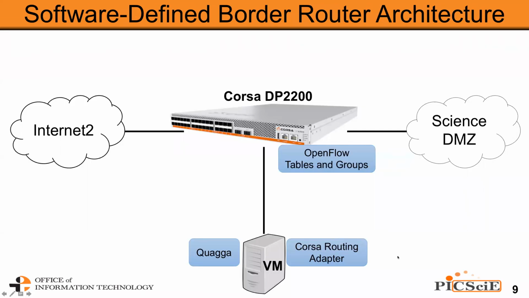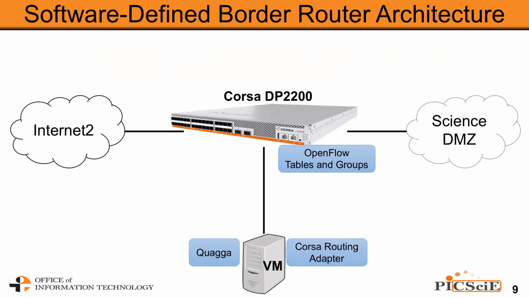Okay, so I'll use this diagram to describe how our router works, at a very high level again. As I mentioned earlier, the control plane is now a separate component. So we have a virtual machine which has two software programs running, one is Quagga, and one is called Corsa Routing Adapter. Quagga is a software routing suite, and it implements routing protocols, including BGP.